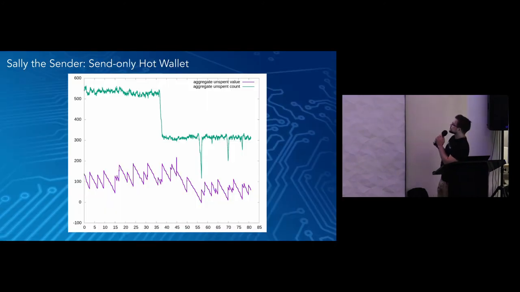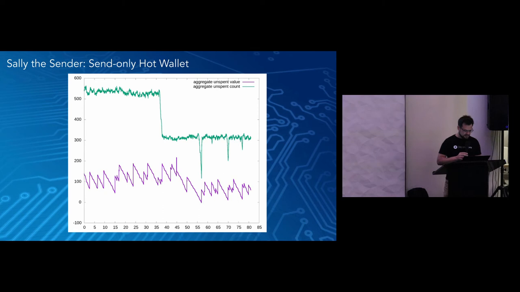So we made a few little graphs. What you can see here is the purple line is the aggregate value of the wallet. The green line is the unspent count of the wallet. Now, you'll see a few funky little movements in that wallet. One first comment on the purple line, you can very well see the sawtooth pattern, right? So it's top up, send, top up, send.